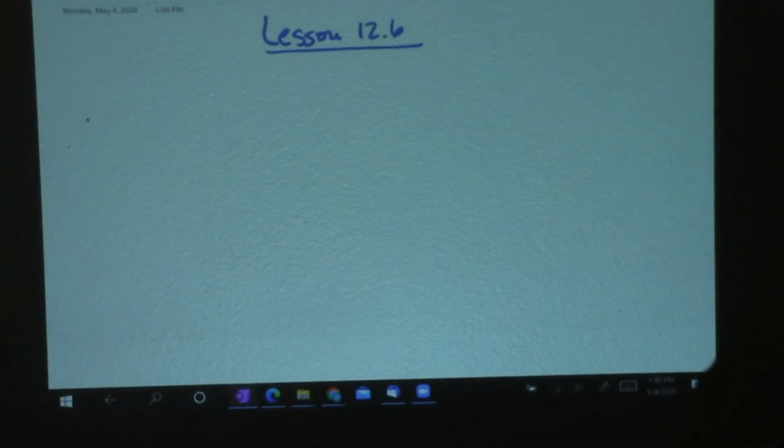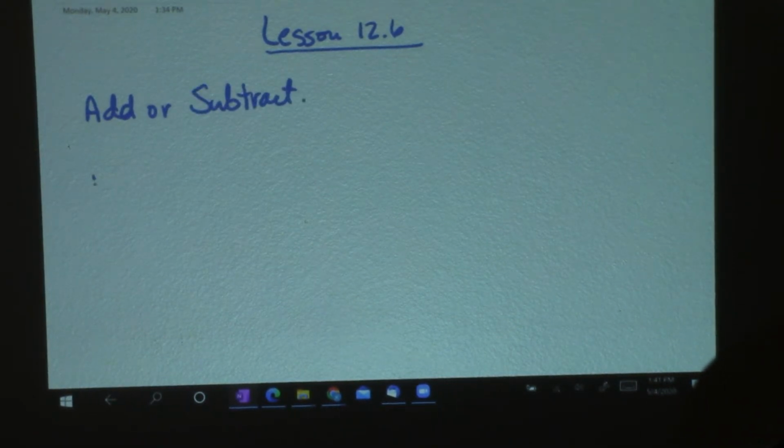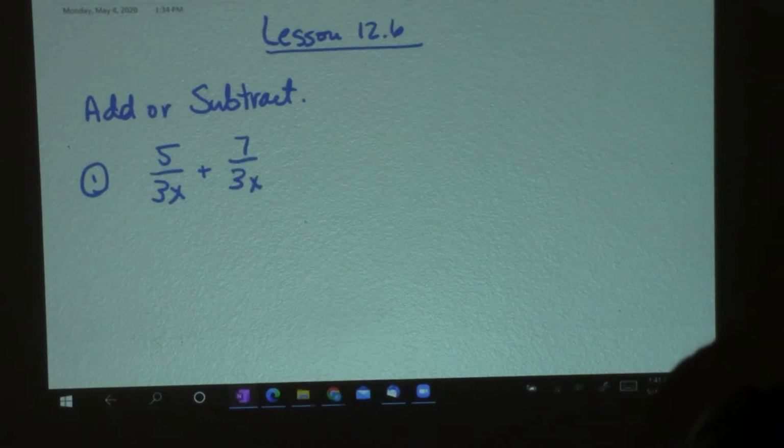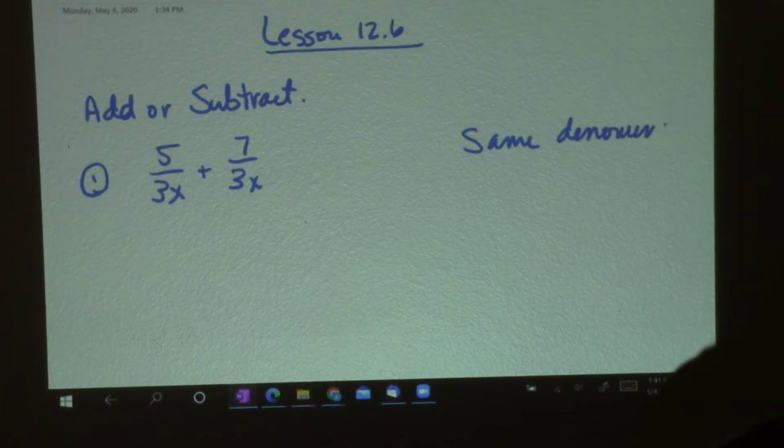Okay, so here's number one. The directions are add or subtract. And here we go, 5 over 3x plus 7 over 3x. So we have fractions again, right? And what do we do when we're adding fractions? We have to have the same denominator in order to add them. Now, do we have the same denominator? Yes, they all start out easy, right? We always do the easy ones.